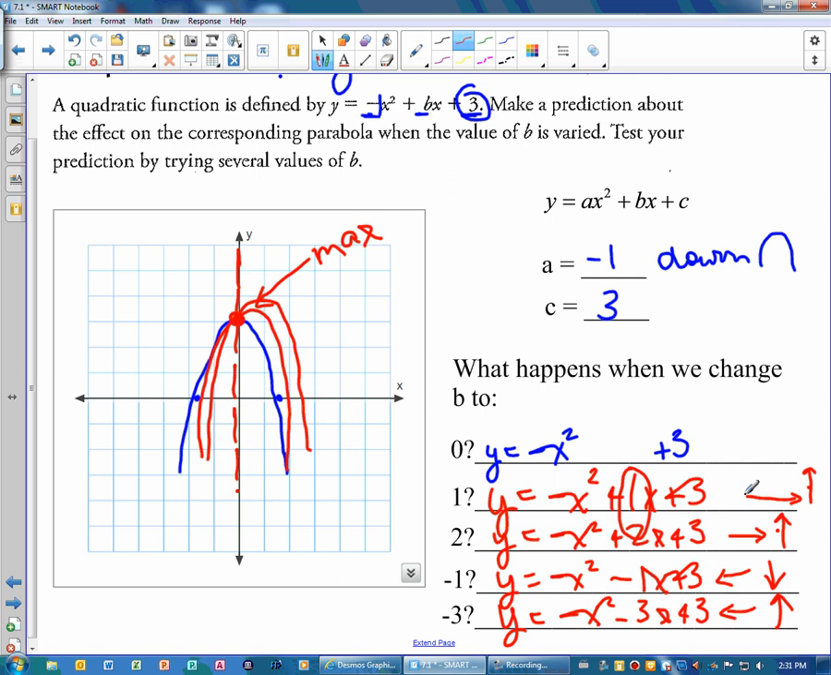So as this gets bigger, I go higher. But if it's positive, I'm going more to the right. If it's negative, I'm going more to the left.